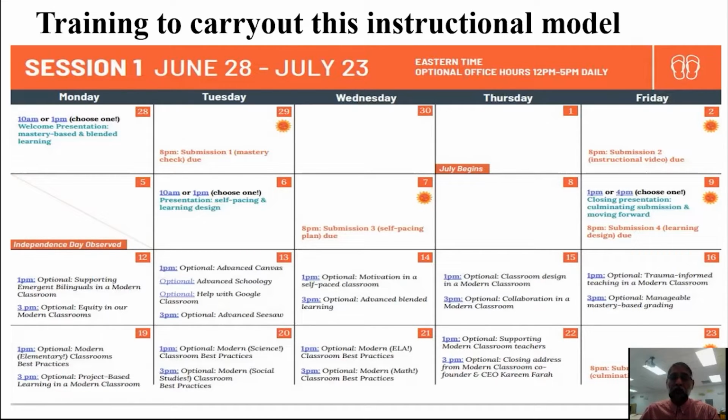We also had different sessions that we could attend to improve our information about classroom design, and also to collaborate with other mentors to make it easier for us to continue this process for the entire year.